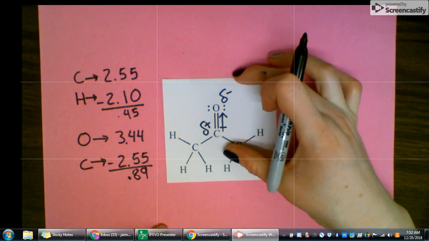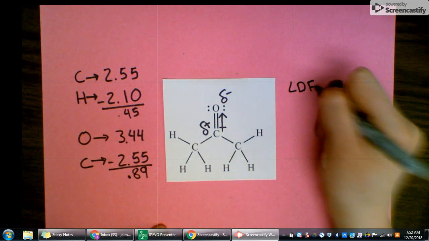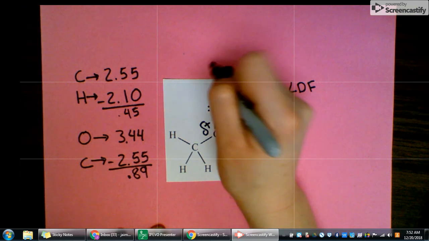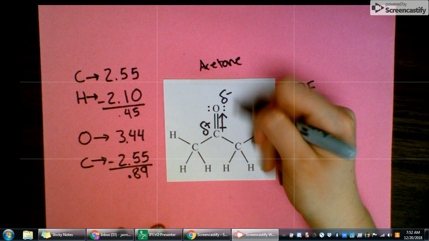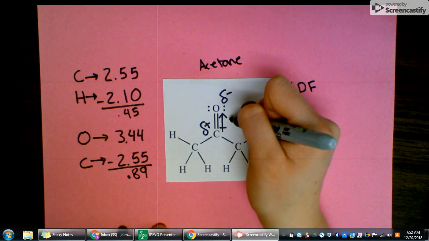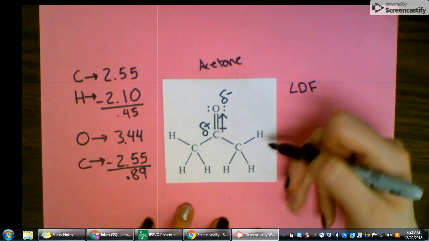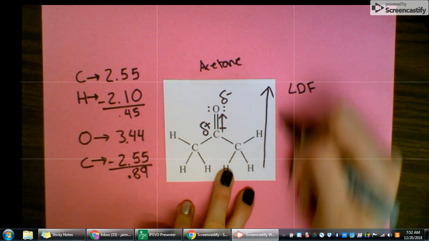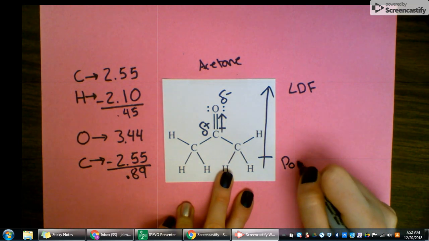Okay, so we do have a little bit of polarity here, which means in addition to experiencing LDF, acetone is going to experience a little bit of a pull, because if we look at this polar bond, we can see that the net sum of all of these bonds is going to be going in this upward direction. So this is a polar molecule.